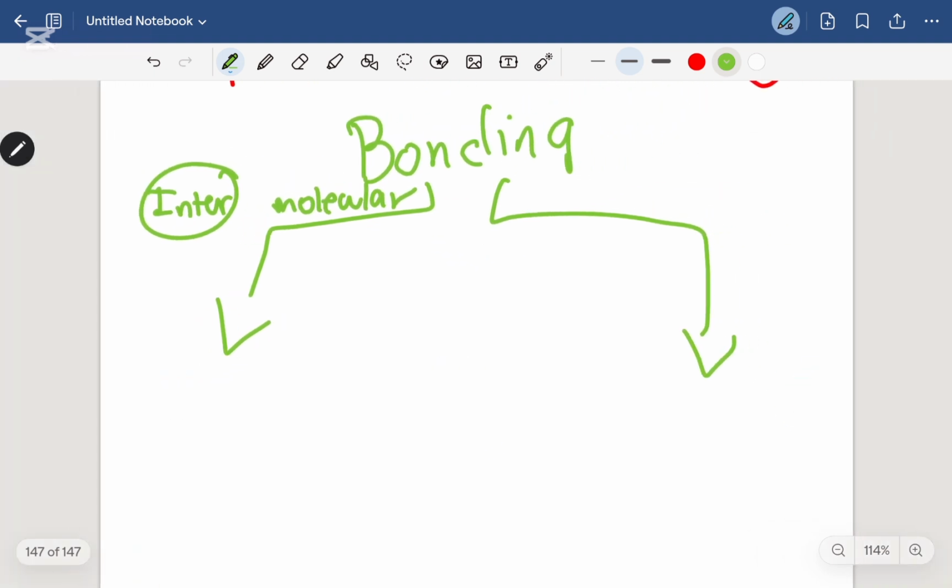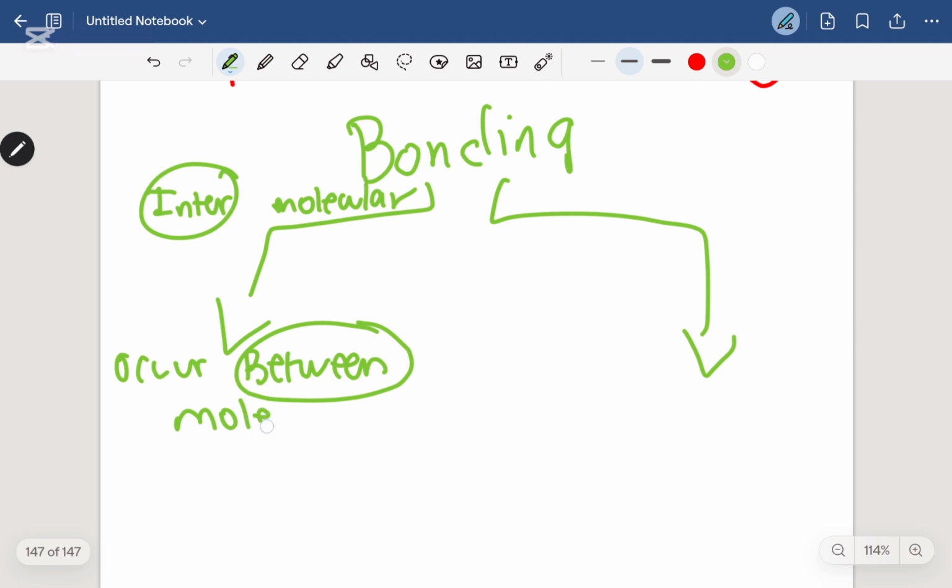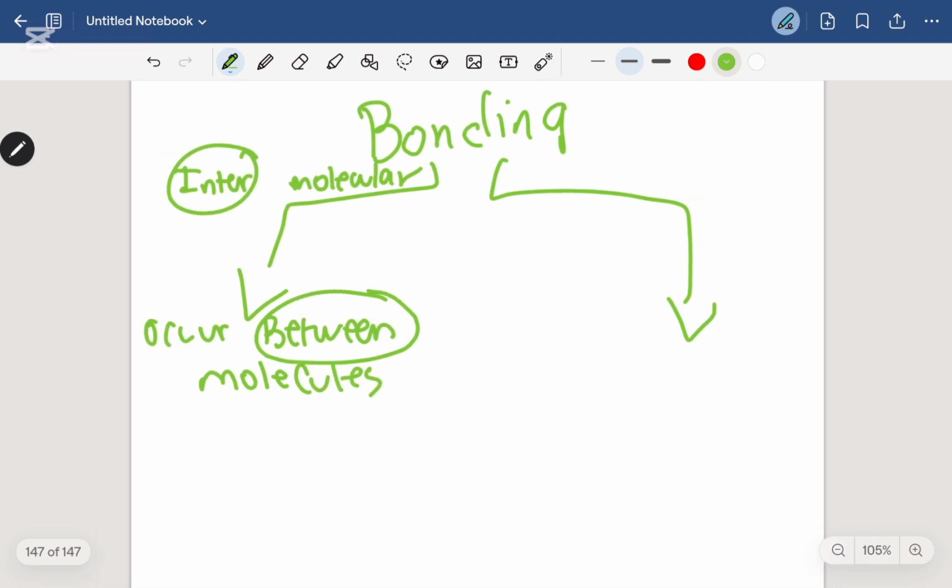Now, what about intermolecular bonds? They occur between, so this is a key word, they occur between molecules. So intermolecular bonding occurs between the molecules, okay? There is a difference between within and between the molecules.